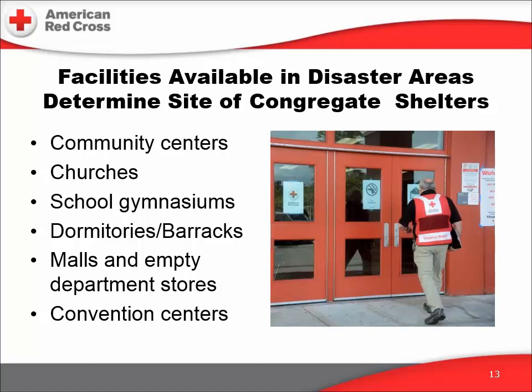Ideally, each facility will be spacious, have restrooms and showers, be accessible to individuals with functional and access needs, have a large parking lot, and be safe and secure for clients and workers. Facilities available in disaster areas determine the site of congregate shelters. These may include community centers, churches, school gymnasiums, dormitories or barracks, malls and empty department stores, and convention centers.